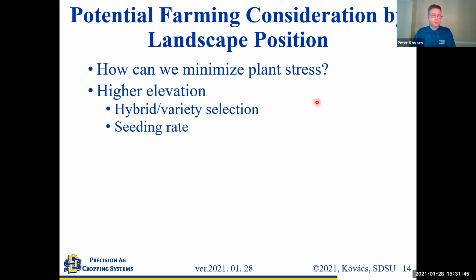Would changing seeding rate help in minimizing some of the stress? For example, in the case of corn, if we would lower the seeding rate and lower the plant population, that could potentially lower the plant stress, and maybe we could get the same yield or better yield with lower seeding rates.